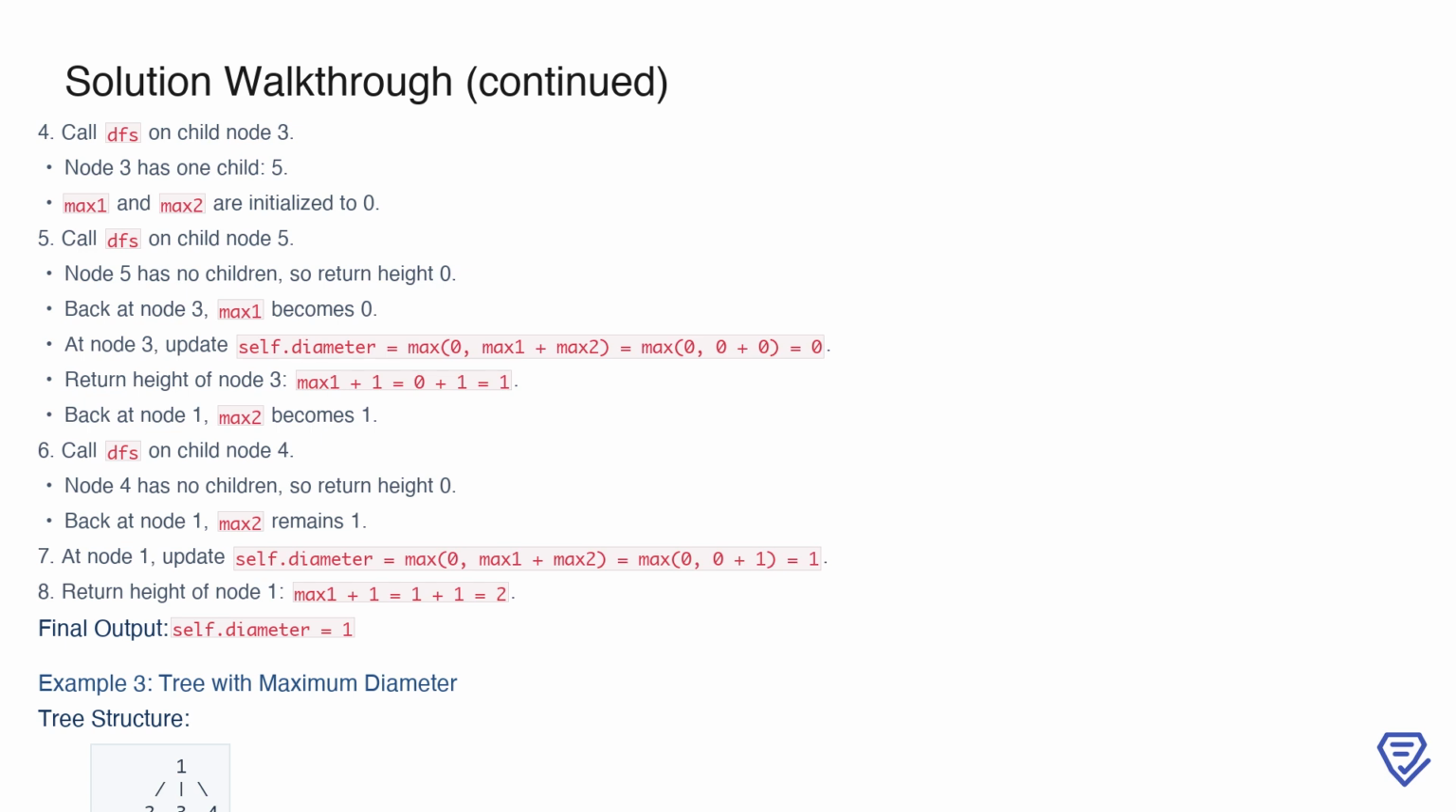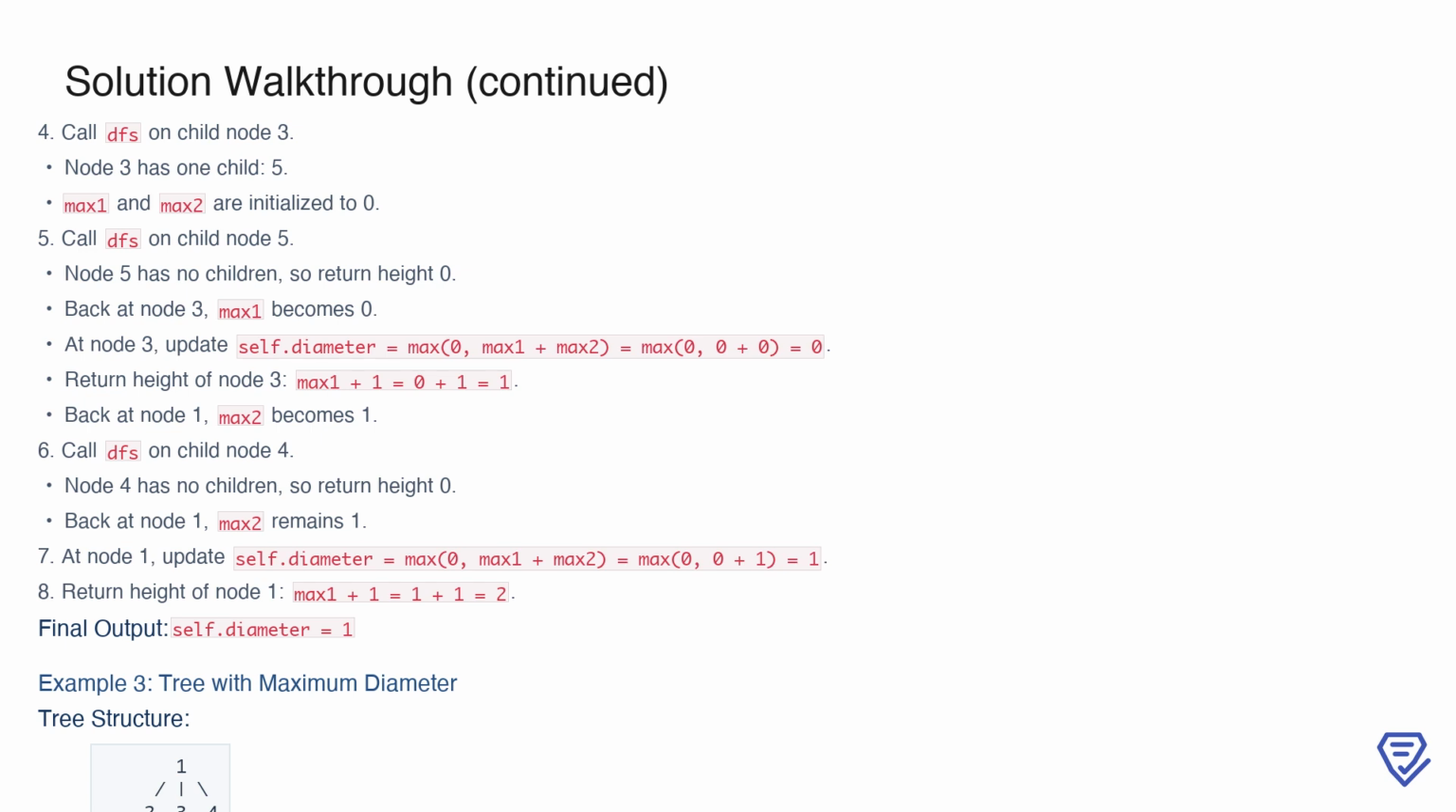At this point, we calculate the diameter at node 3 as max1 plus max2, which is 0 plus 0, resulting in a diameter of 0. The height of node 3 is then calculated as max1 plus 1, which is 1, and this value is returned. Back at node 1, max2 is updated to 1, which is the height of node 3. Afterward, we explore child node 4. Since node 4 has no children, its height is 0, and we return this value. Back at node 1, max2 remains 1, as the height of node 4 does not exceed that of node 3.